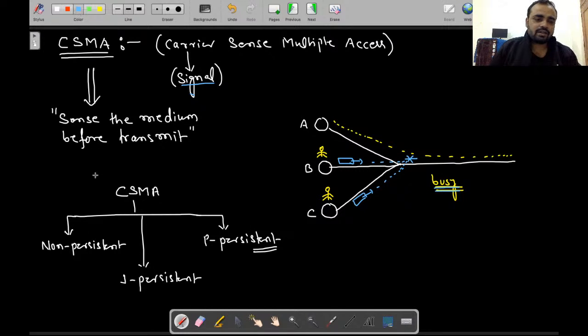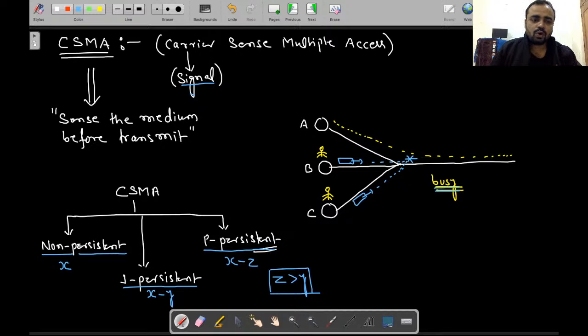Suppose the rate of collision in this situation is x, then in this situation it will become x minus y, and in this situation it will become x minus z. Here the value of z is greater than y. So ultimately the rate of collision in non-persistent is high, in one-persistent it is lower than non-persistent, and in P-persistent it is lower still. So we are defining three different kinds of persistent methods in CSMA. All the persistent methods are based on the sensing parameter, which is the carrier sense.